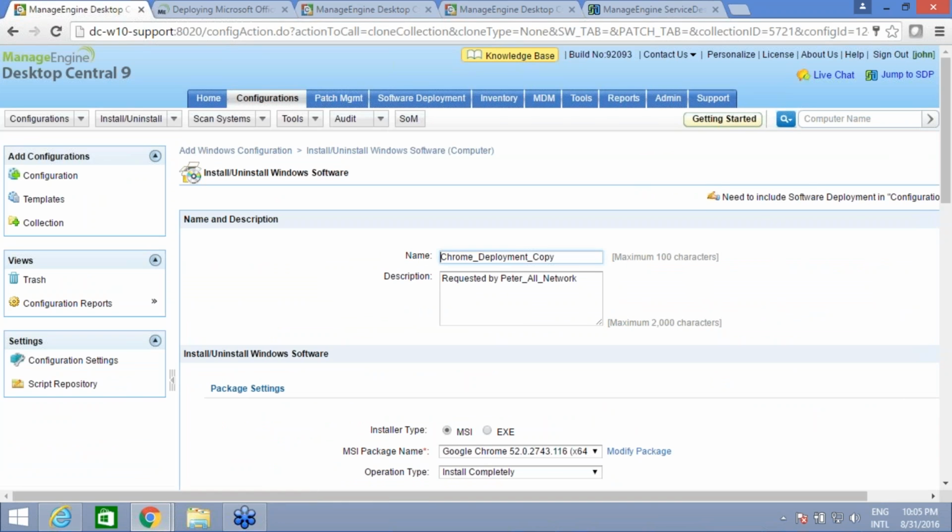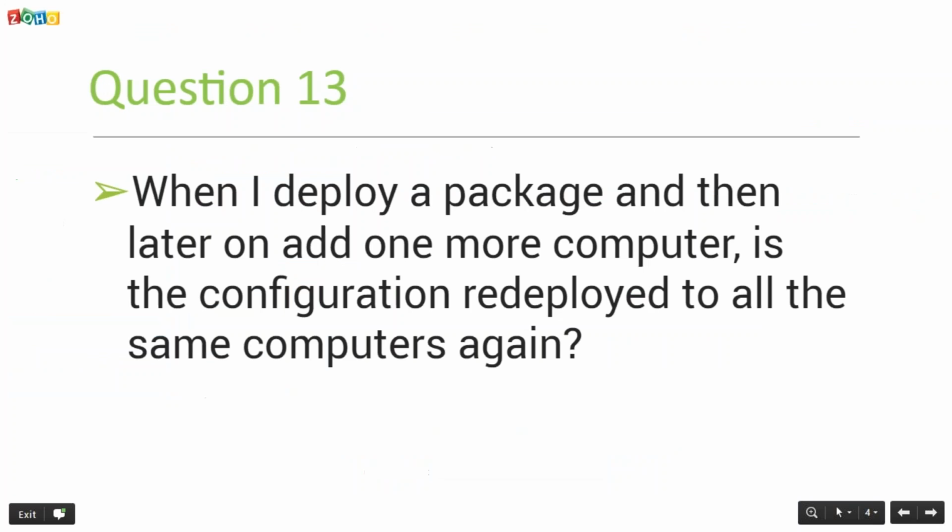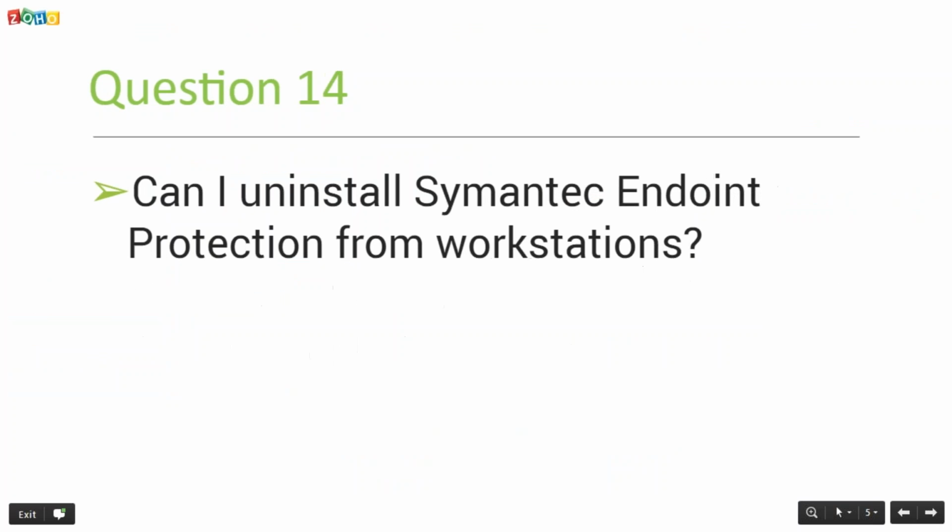Without target means you are just duplicating the deployed configuration. So here you can see from the name, Chrome deployment underscore copy. It's just creating a copy of the deployed configuration. So you can use this method to include more targets on an already deployed configuration. Okay, let me go to the next one.